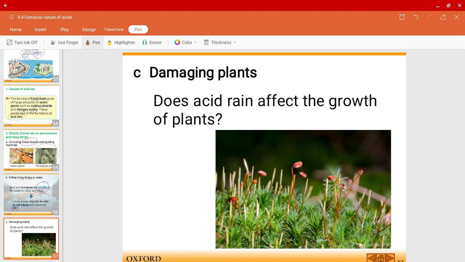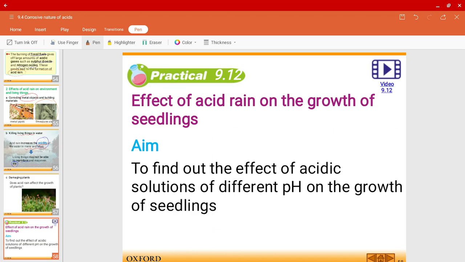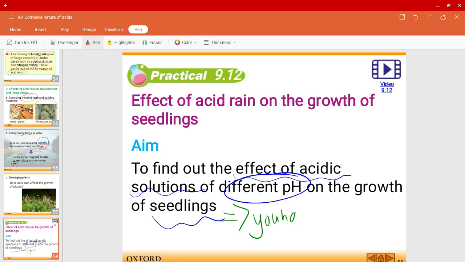Plants as well. So does acid rain actually affect the growth of plants? Let's have a look. In this experiment, we'll find out the effect of acidic solutions of different pH on the growth of seedlings. What are seedlings? Seedlings are basically, let's say, young plants. Okay, they have the potential to grow bigger and stronger. Right? For now, let's say they're young plants.